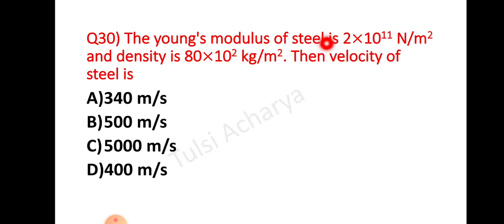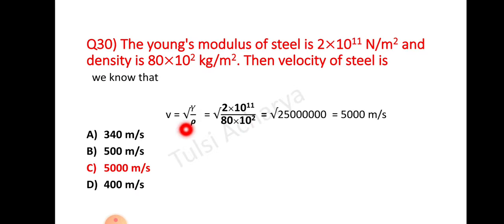30. The Young's modulus of steel is 2 into 10 to the power 11 Newton per meter square, and density is 80 into 10 to the power 2 kg per meter cube. Then the velocity in steel is given by root under Young's modulus Y upon rho. Root under 2 into 10 to the power 11 divided by 80 into 10 to the power 2, both in standard units. By solving this, we get 5000 meter per second. That is option choice C.